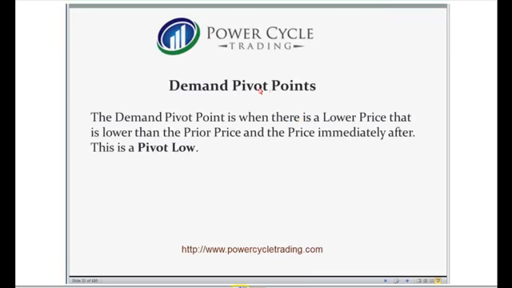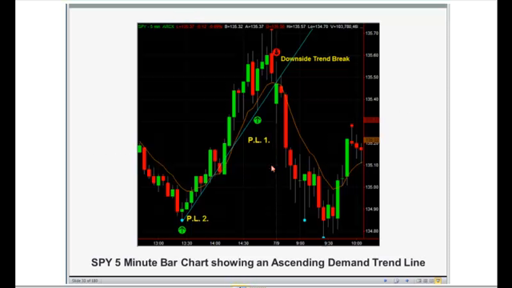Now the opposite is what we call the demand pivot point, and the demand pivot point is where there's a price that is lower than the prior price and the price immediately after. That's called the demand pivot point. So here's an example of that. Here's that pivot low right here.